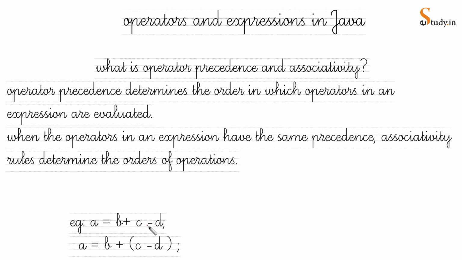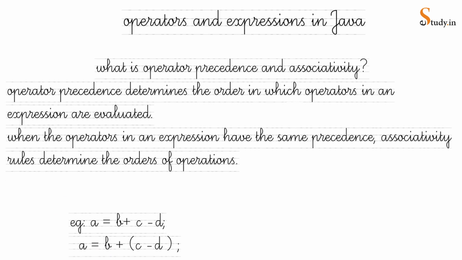But if you want to override or change this rule, then we can put brackets around this. So here we have the associativity rule. We are deciding that we put the brackets here, so we change the order. Now we are dictating that first you do c minus d, and then whatever the result is will be added to b. So this is what operator precedence and associativity rules are.